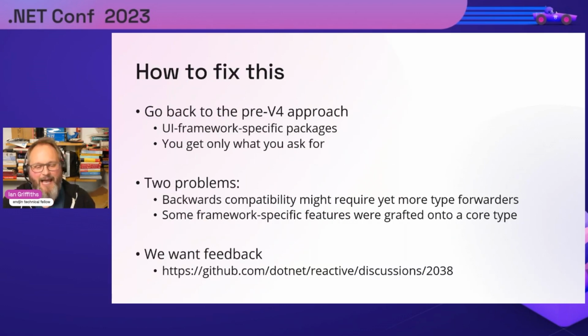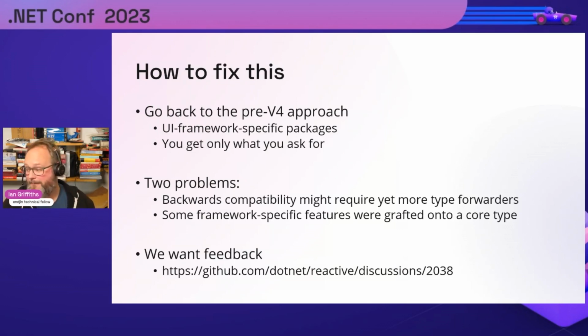So how do we fix this? Well, in a way, it's really simple. We just need to unwind that consolidation decision that was made back in Rx v4. We need to go back to a world where it's separate packages. You only get WPF if you ask for the Rx WPF package and so on. So in theory, it's nice and straightforward. And actually, there's a couple of reasons it's not as straightforward as you'd hope.